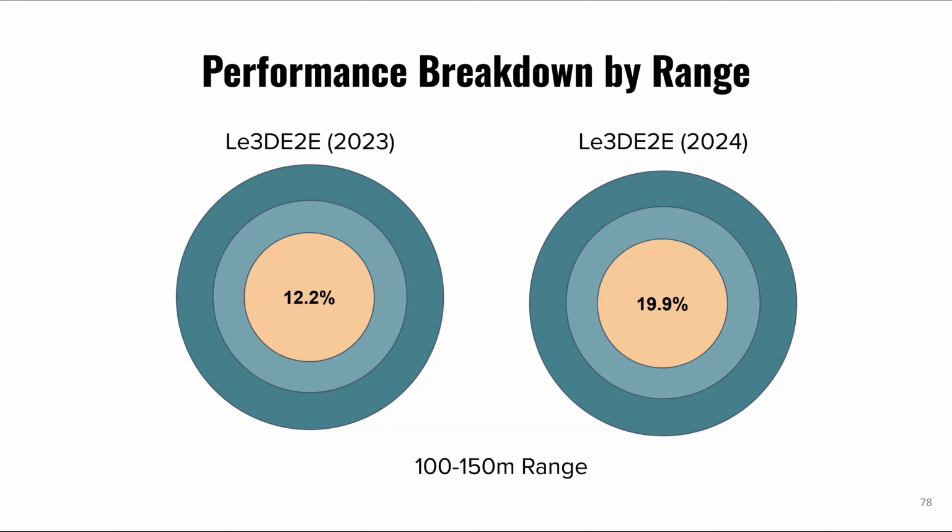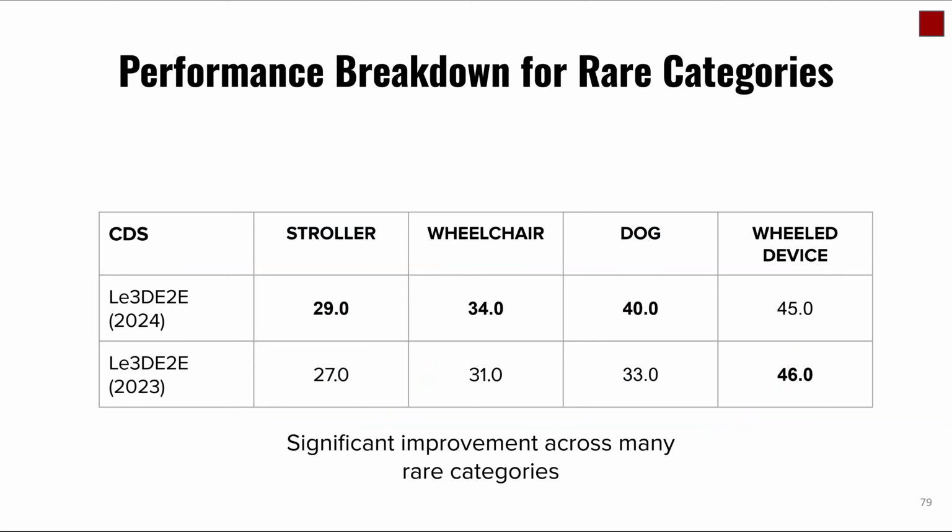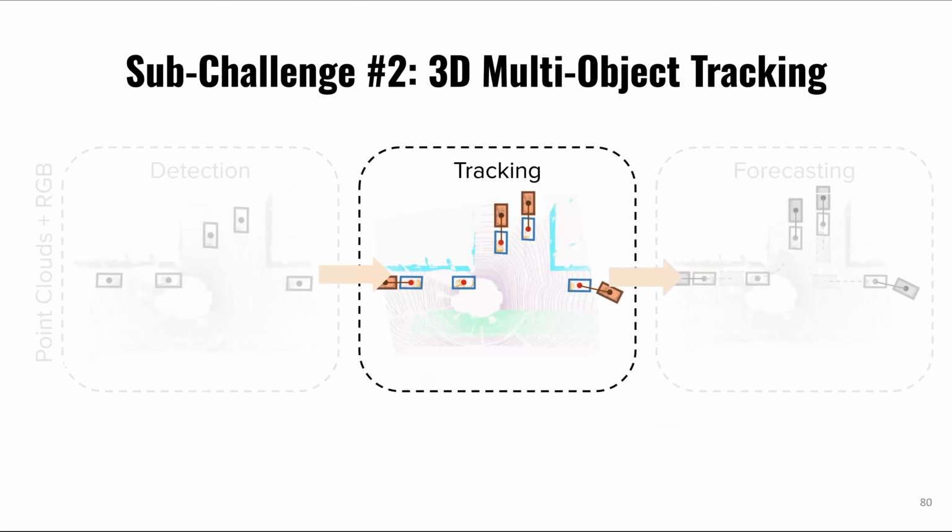Okay, and finally, this method shows better performance across rare categories as well. As I mentioned, Argoverse 2 evaluates over 26 categories, many of them underrepresented, like strollers and wheelchairs. And we see considerable performance improvements across many of these rare categories as well. Okay, so that summarizes the state of the detection challenge.